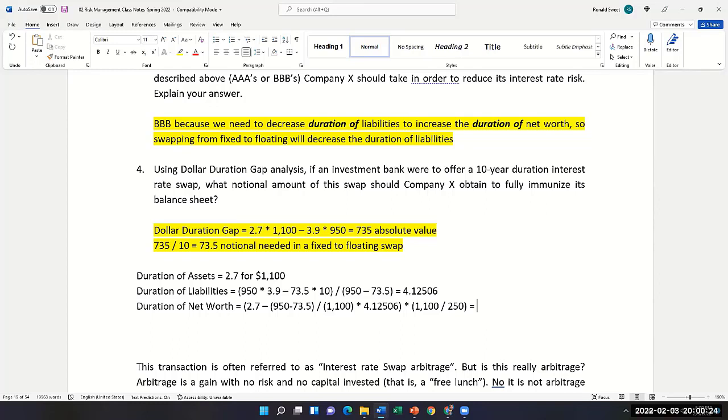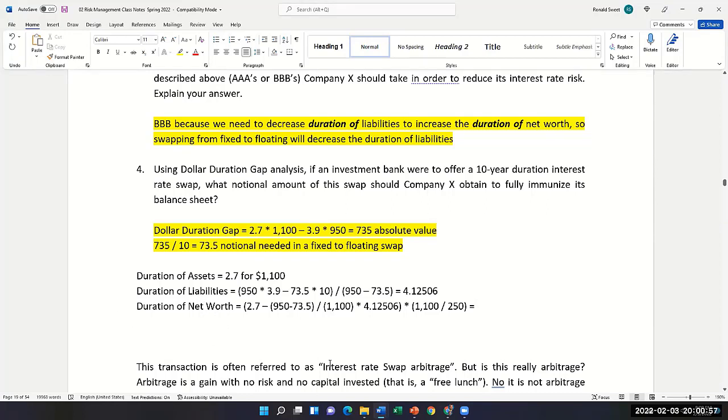If you don't round that 4.12506, you will get it. You will get it exactly to 0. I think. Let's see if I did. Oh, I left one thing out. What did I leave out? No, I did it. It's in there. There's something off. I don't know what's off here. You might see my error.